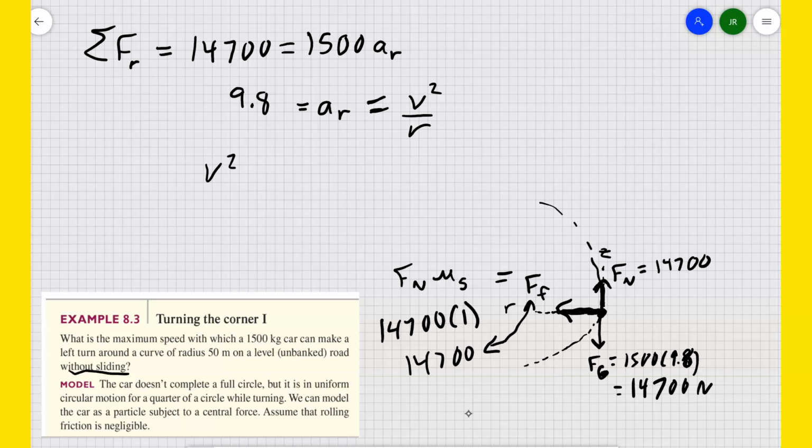So v squared over r. What is r? Well, it tells me that in the problem. The curve of radius 50 meters. So v squared over 50 equals 9.8, and now I can solve for v. Multiply by 50, take the square root. So v equals 22.14 meters per second. And we could convert that to miles per hour if we need to. Might give us a better idea of how fast it's going, but we won't, unless we just had to for the problem's sake.